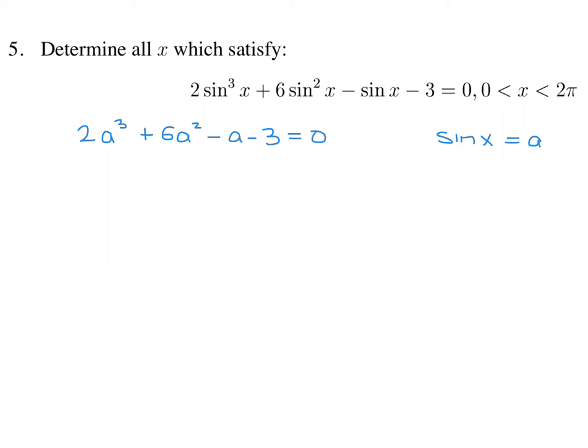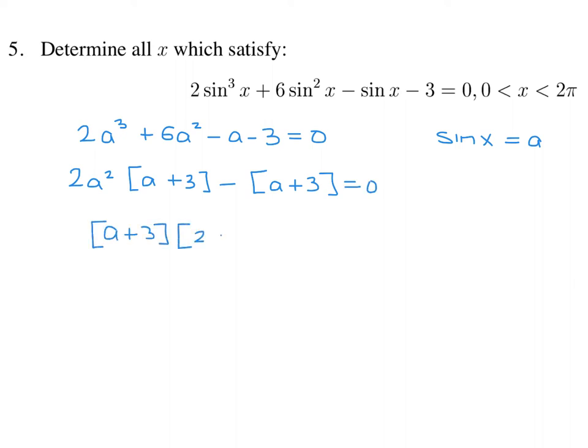All right, now we got to do some factoring here. Let's see here. If I factor out a 2a squared, I will get a plus 3, I believe. And then if I factor out a negative 1, I'll get a plus 3. Now factor out the a plus 3, and when you do, the other one will be 2a squared minus 1. So we factored this very nicely. And that means that a is either negative 3, or 2a squared minus 1 would be 0. So a squared would be 1 half. So that means a is plus or minus the root of 1 half.